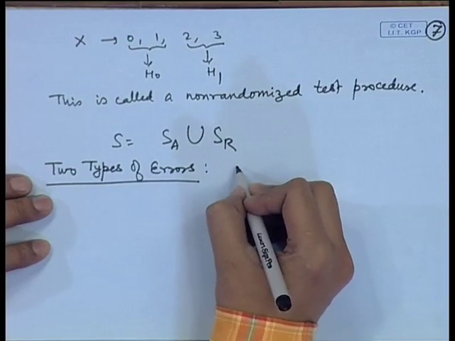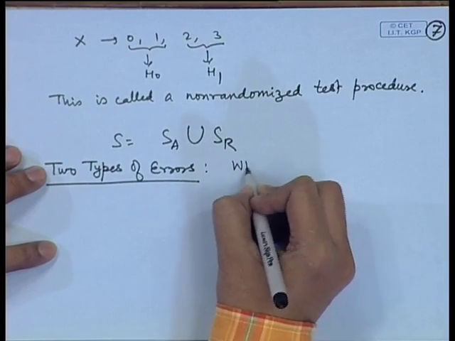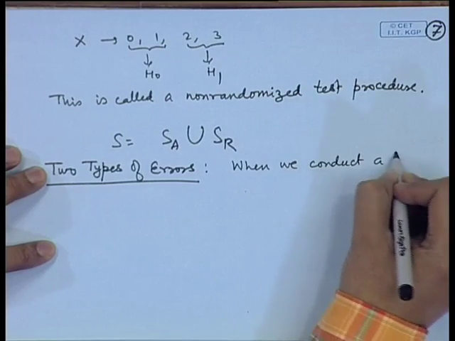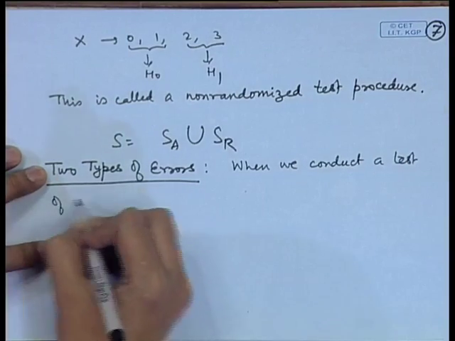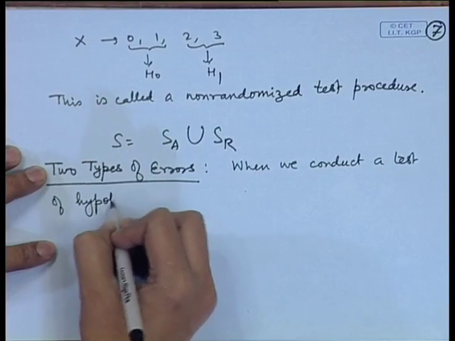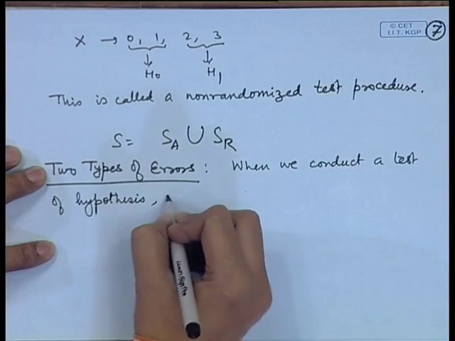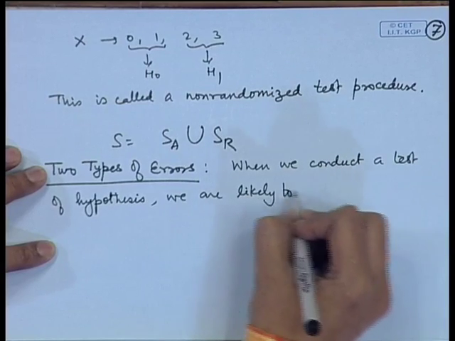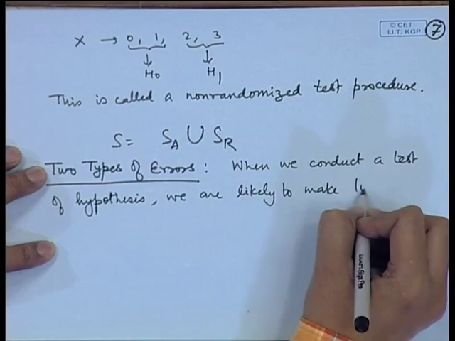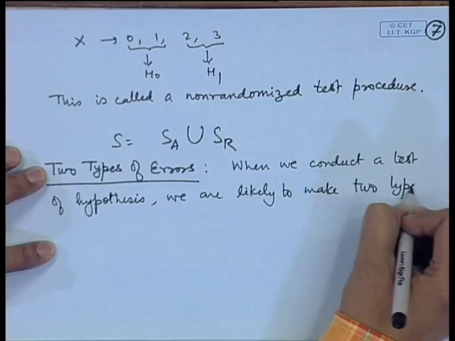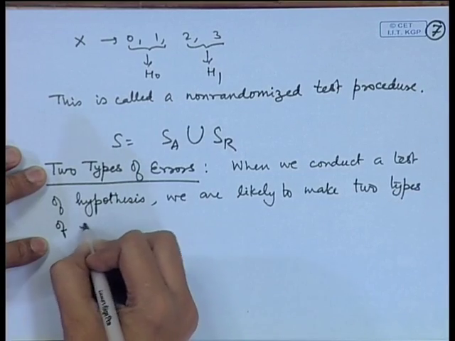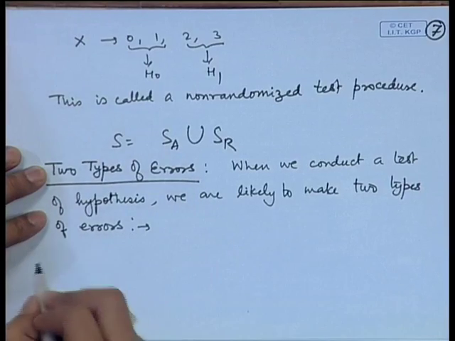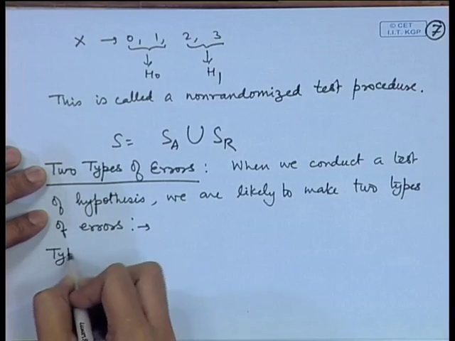So, when we conduct a test of hypothesis, we are likely to make two types of errors. So, we call them type 1 error and type 2 error.